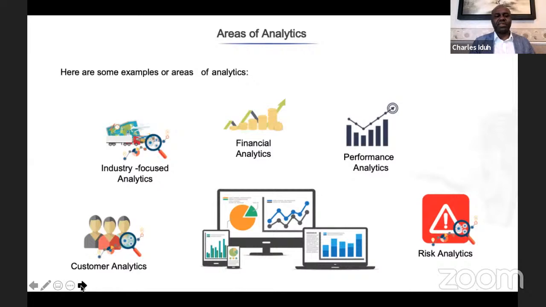All right, areas of analytics: we have industry-focused analytics, financial analytics, performance analytics, customer analytics, and risk analytics. In other words, no matter what you have studied, whether law, engineering, or business, you can always fit in. The skills are transferable. All these industries, and much more, need a data analyst to help them with their data.